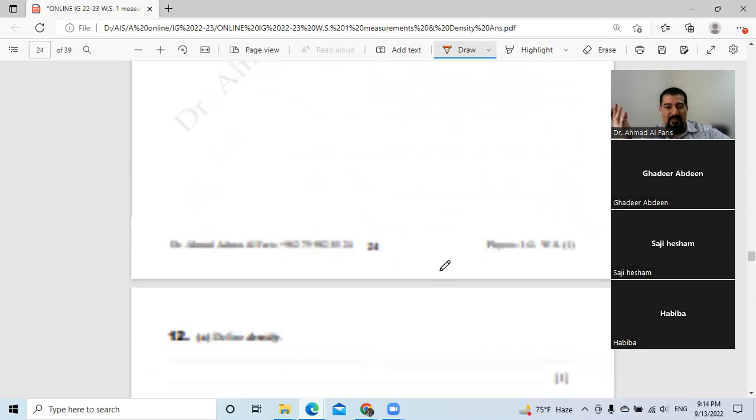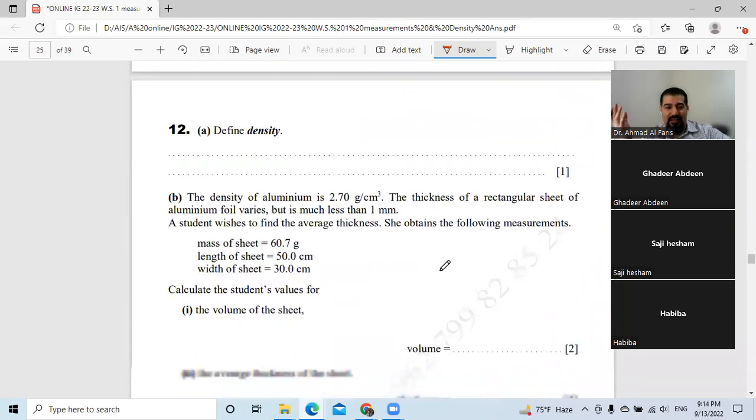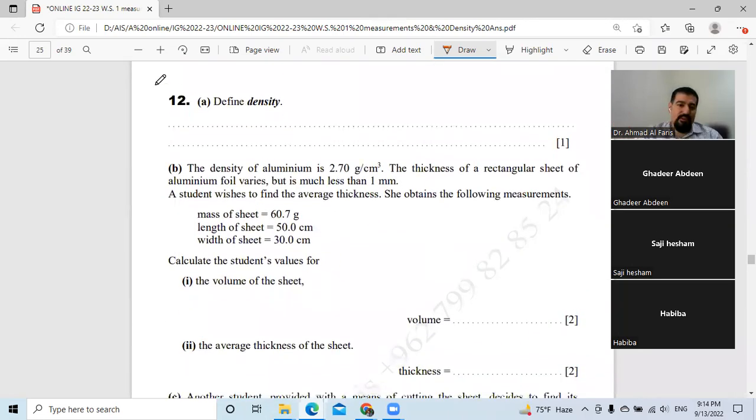Okay. Now, question number 12 from Cambridge board. They ask us to define density, 1 mark. Density: mass per unit volume. It's easy. Mass per unit volume. Next part, it's a tricky question here. They don't usually give us direct ideas. Look here, what do we have?